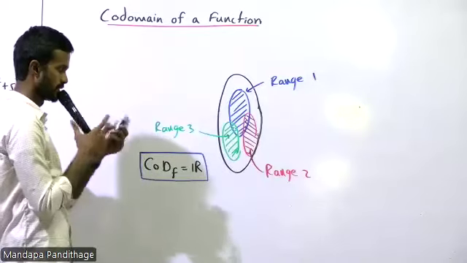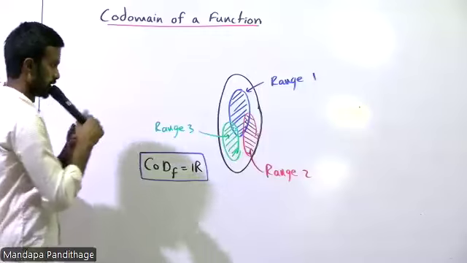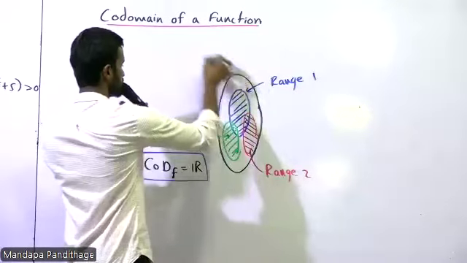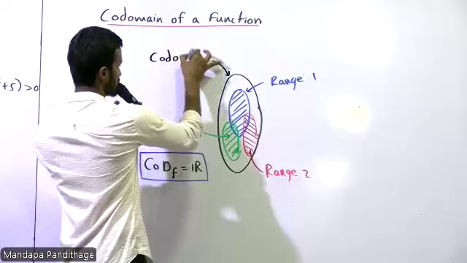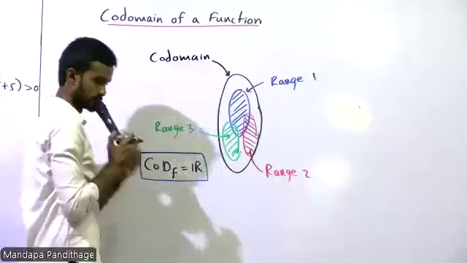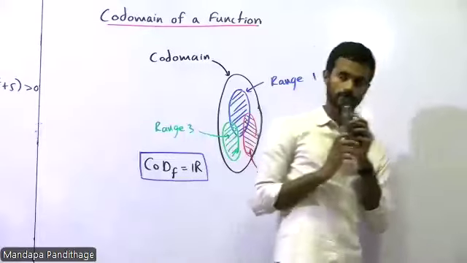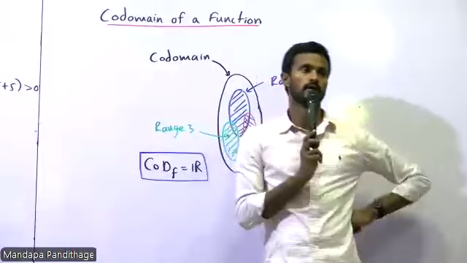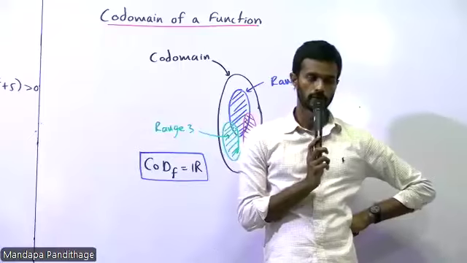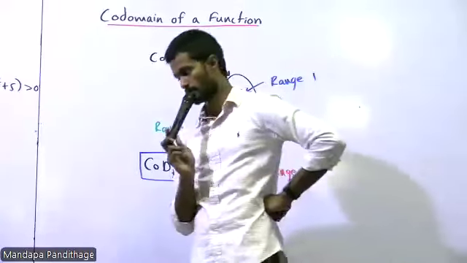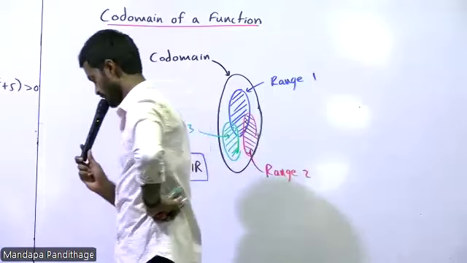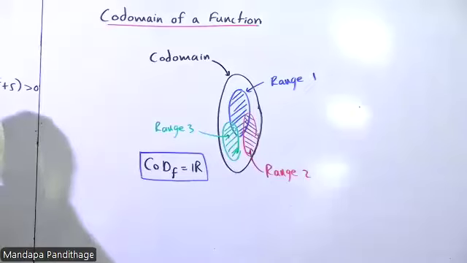So to satisfy this condition, the codomain of any function is said to be the real number set.